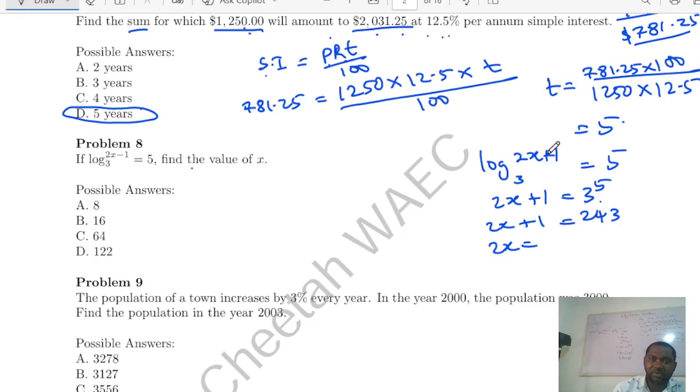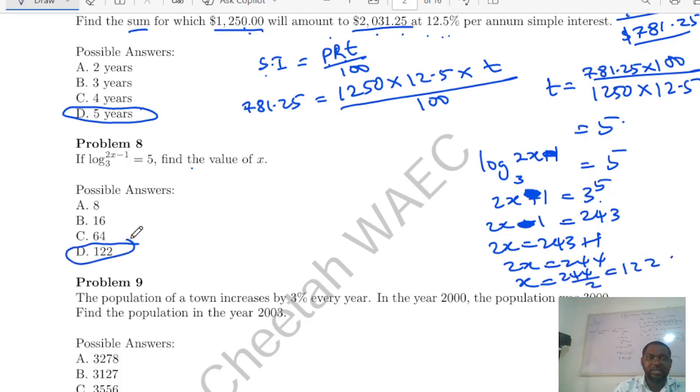And 2x is equal to, okay, this is minus 1, sorry. So that means this will be 243 minus 1. So 2x is equal to 242. So x is going to be 122. So 122 is the answer. Wow, that is quite easy.